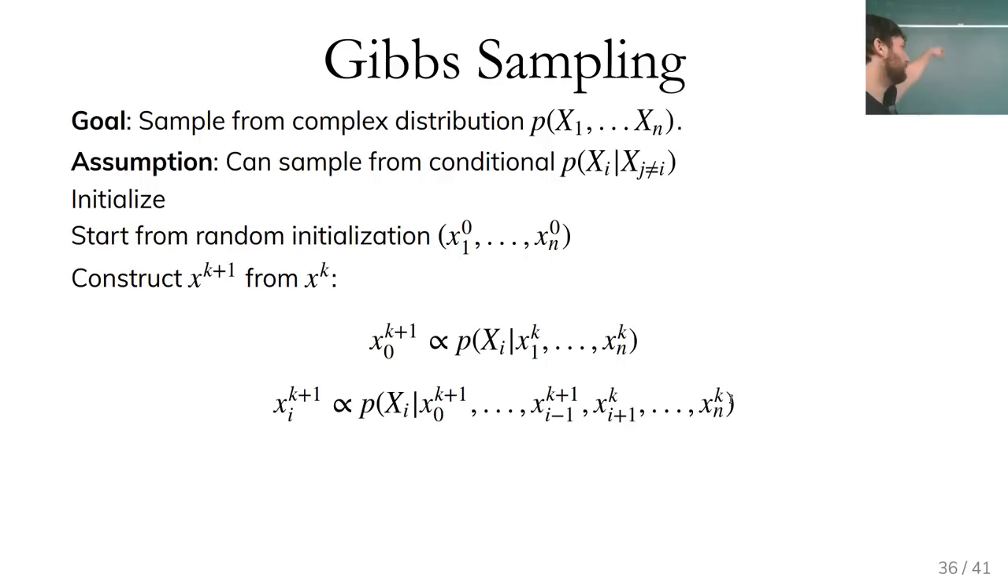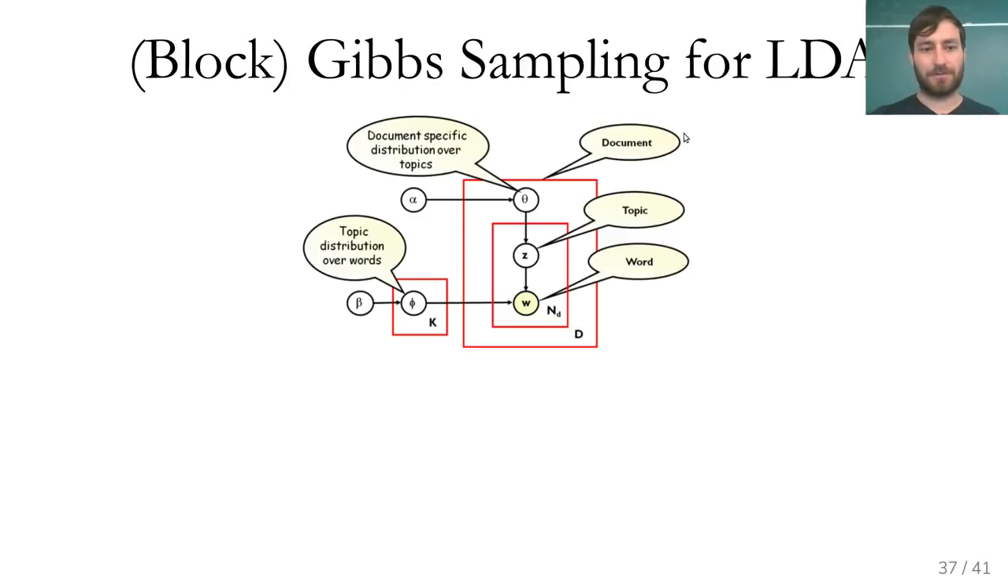And the stationary distribution of this is P of, oh my god, why is my battery empty? Great. And the stationary distribution of this is the joint distribution P. So we assumed that we can only sample these conditionals, but if we iterate this procedure long enough, we actually get a sample from the joint distribution.